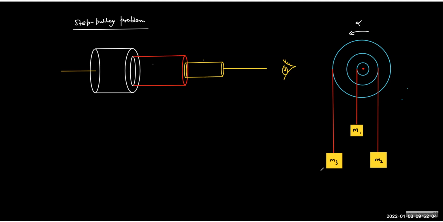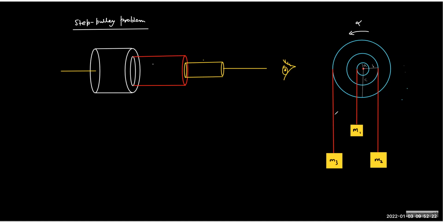Now, if this is the alpha, then how will M3 go? Okay, now they will give you the radius of each. The radius of each pulley will be different. Maybe it could be A, B, and C.